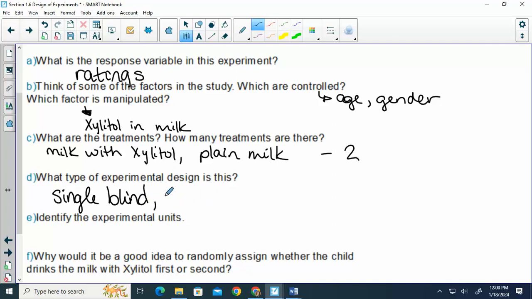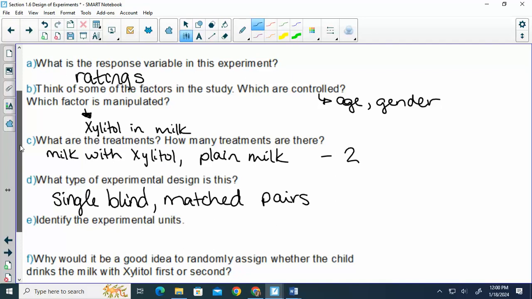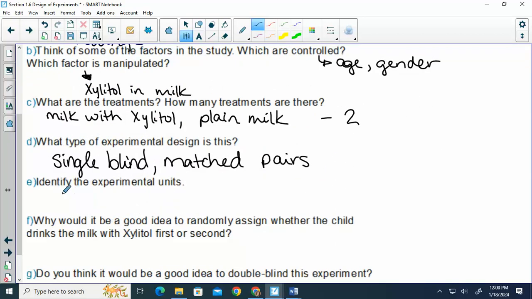And this could also be considered a matched pairs. Why? Because there's 2 responses. Right, you're going to give 2 different responses. I'm going to give you 2 cups of milk, and you're gonna tell me, this one's better than this one. So I'm going to compare how you rate each of those. Who are the experimental units?